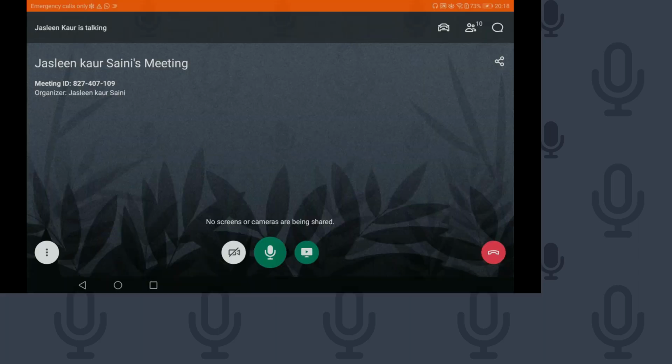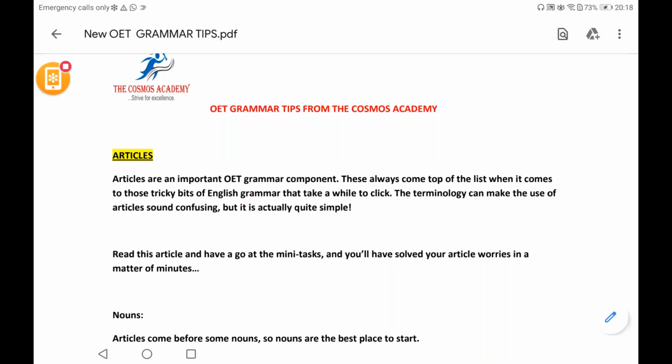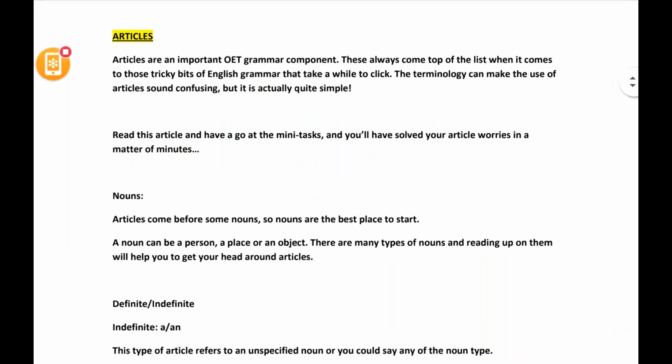Good evening, everyone. So today we are going to discuss the grammar part. As some of you mentioned that you have a problem in constructing sentences, and you have a doubt about how to use an article, that's what we are going to discuss today in the class. First, we're going to start with articles.